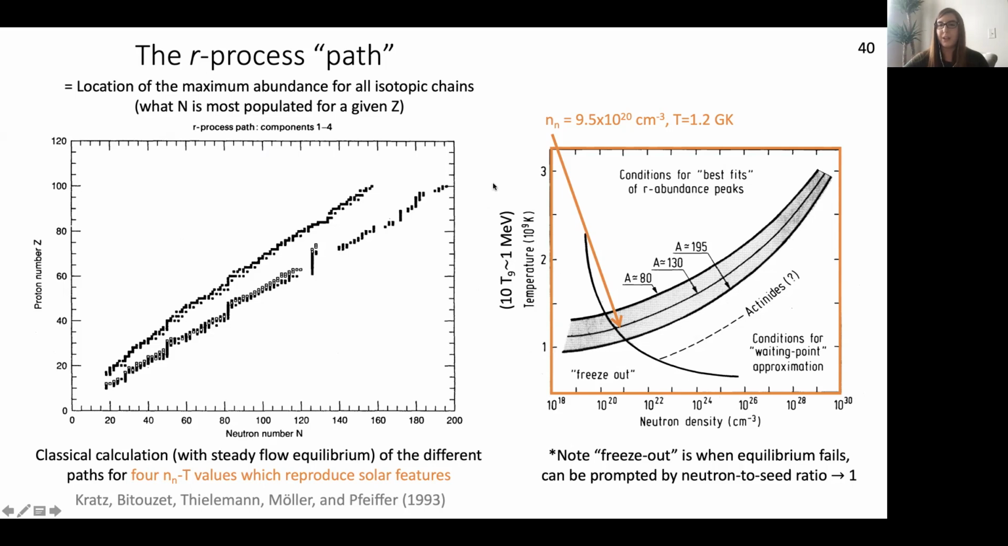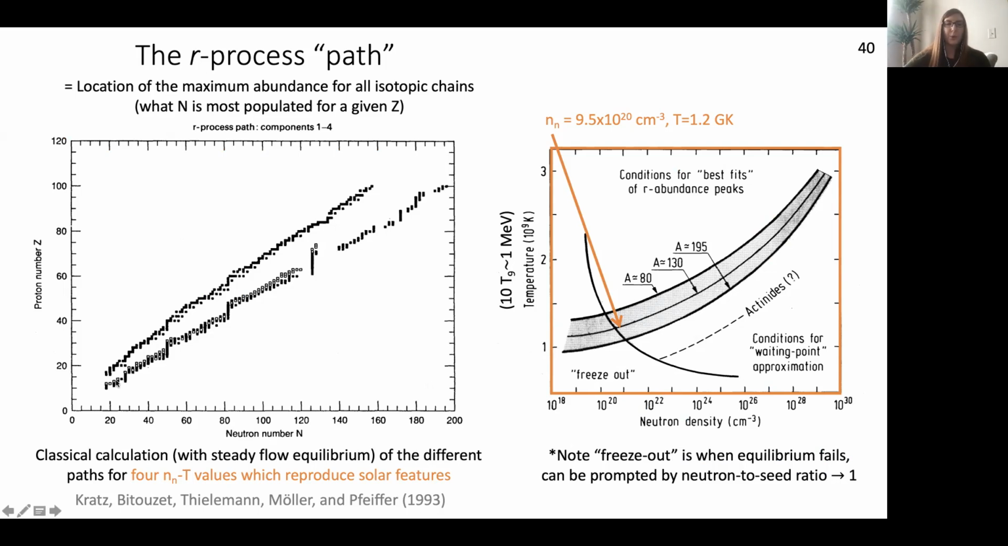Also, just quickly, here's some terminology that I would like to let you know about. If you ever hear T9, 10 T9s is about 1 MeV. And the T9 is coming from the fact that we're in gigakelvins. Gigakelvin is a range of relevance for nucleosynthesis.